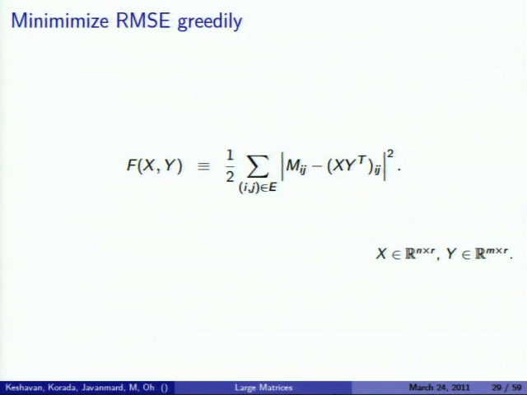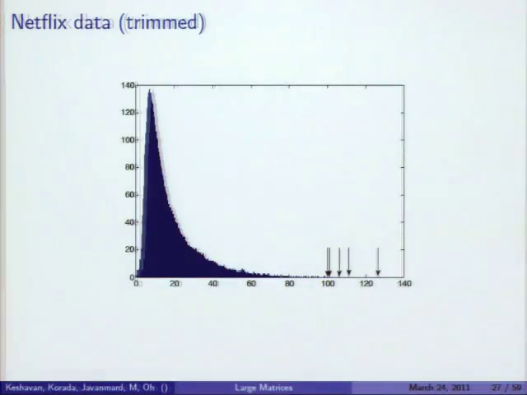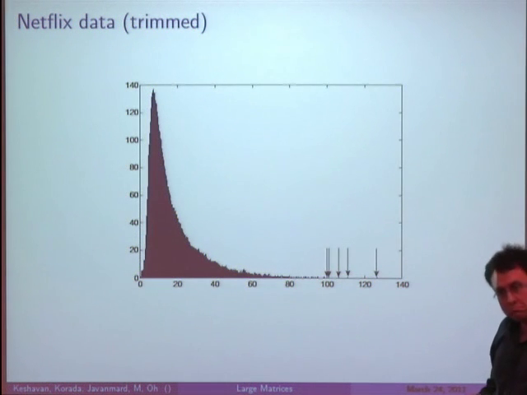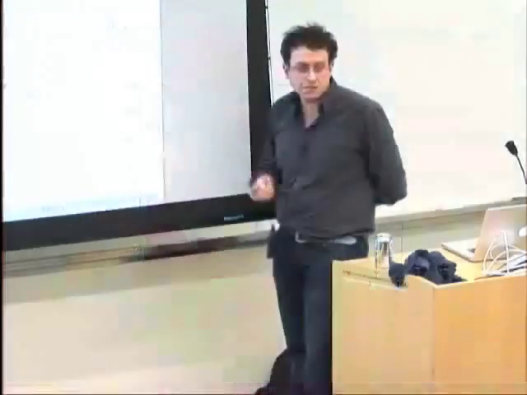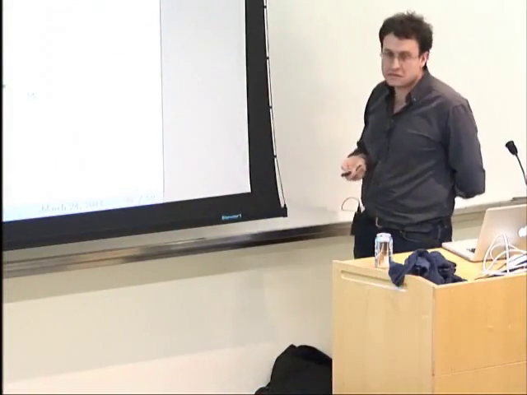Can you just show the graph one more time? How many spikes do you have to consider for the Netflix data? Typically people use between 20 and 50. So 20 gives already 0.91 something. The objective was 0.85, and the baseline is 0.95.